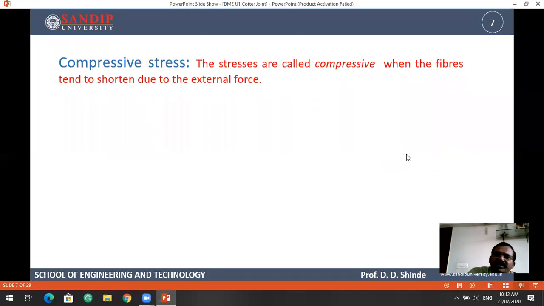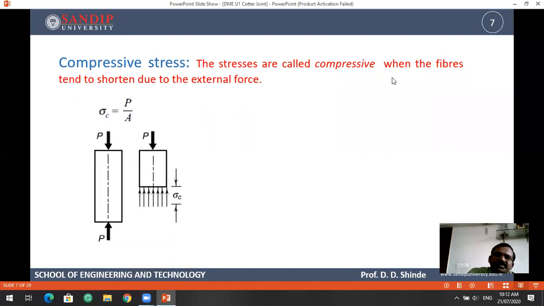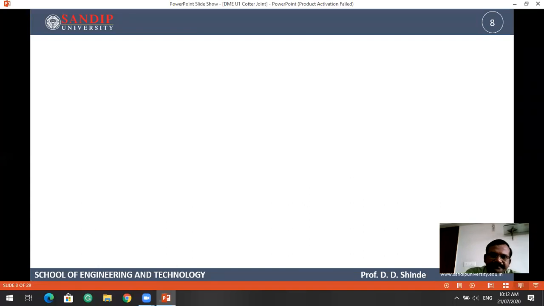Then similarly, we have compressive stress. The stresses are called compressive when the fibers tend to shorten due to the external force. So opposite to tensile, now it is compressive. When the object is compressed, internal resistance will be set up in the opposite direction, and the stress produced will be sigma C, compressive stress. So sigma C will be equal to P by A, force upon area. The force is same, area is same, only the nature of the force changes, that is compressive. So the nature of stress changes, it is compressive stress, sigma C.